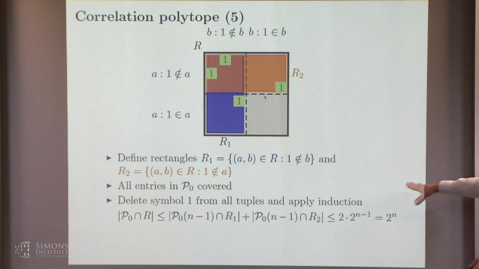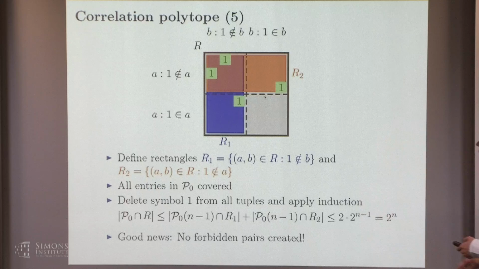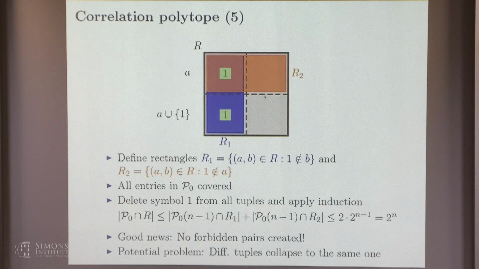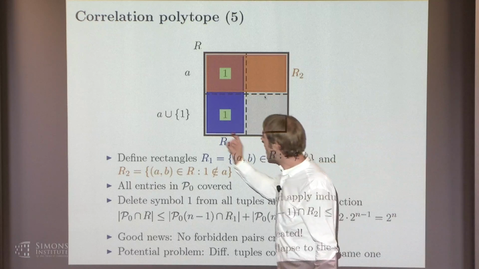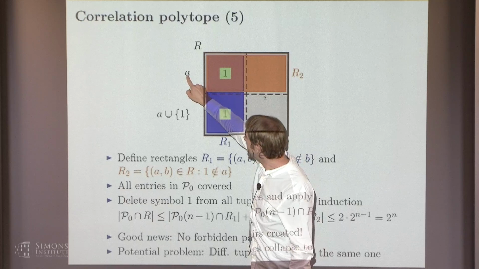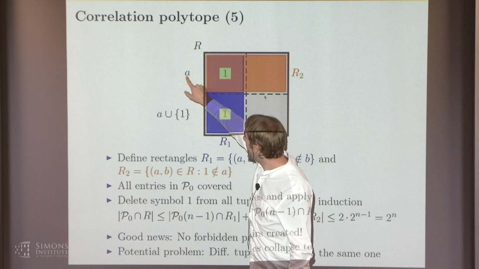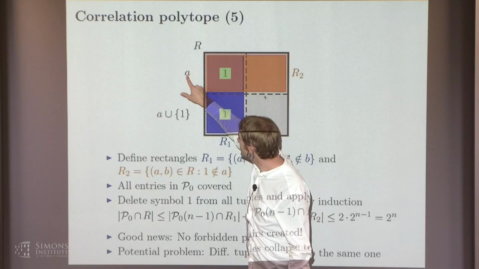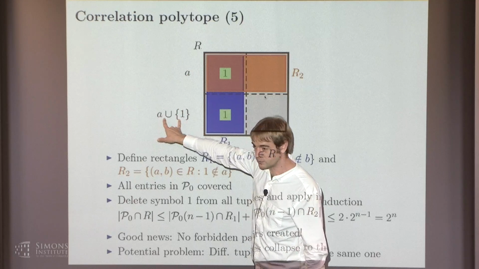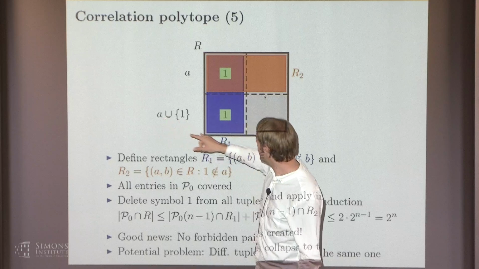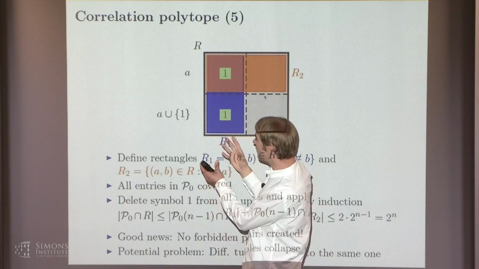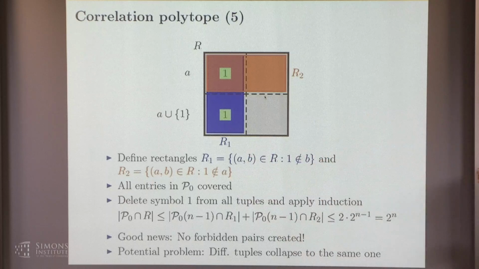You would like to finish the proof here, but that would be a little bit too fast. Where's the issue? Imagine you have a set A that doesn't contain 1, and this is in the rectangle, and also this thing, A union 1, is in your rectangle. Now, if you delete the symbol 1, you have a tuple that collapses to the same. And now you're counting it only once, but you should have counted it twice. So your counting is messed up.